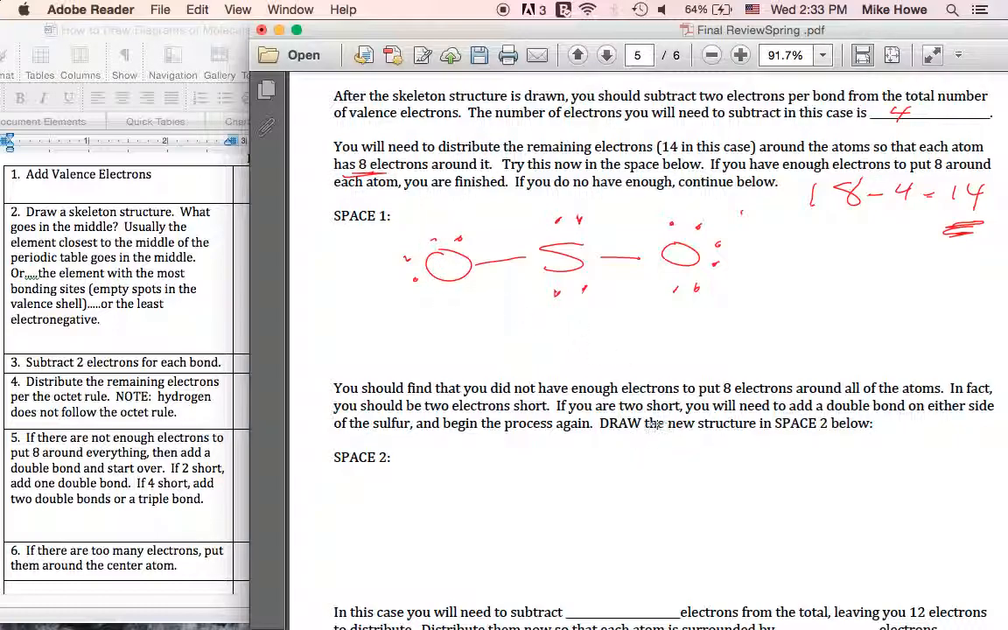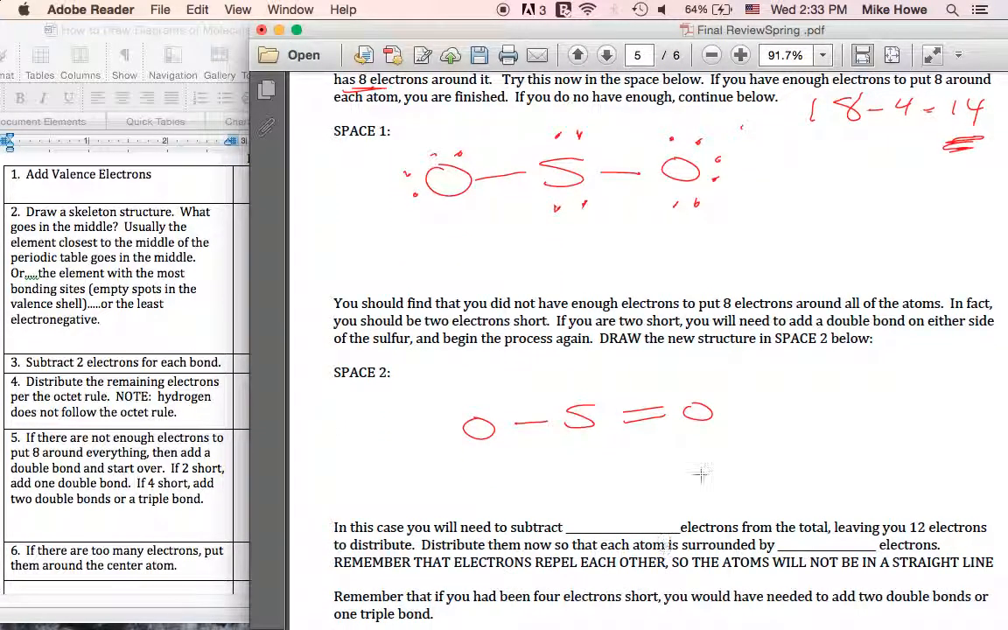So in that case, you need to add a double bond on either side of the sulfur and draw again. So here we go. All right, so in this case, we would need to subtract how many from the total? How many bonds are in the picture now?